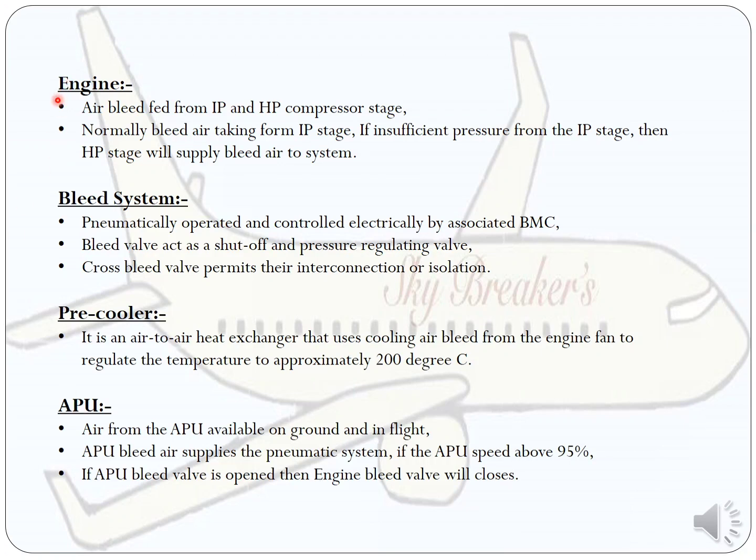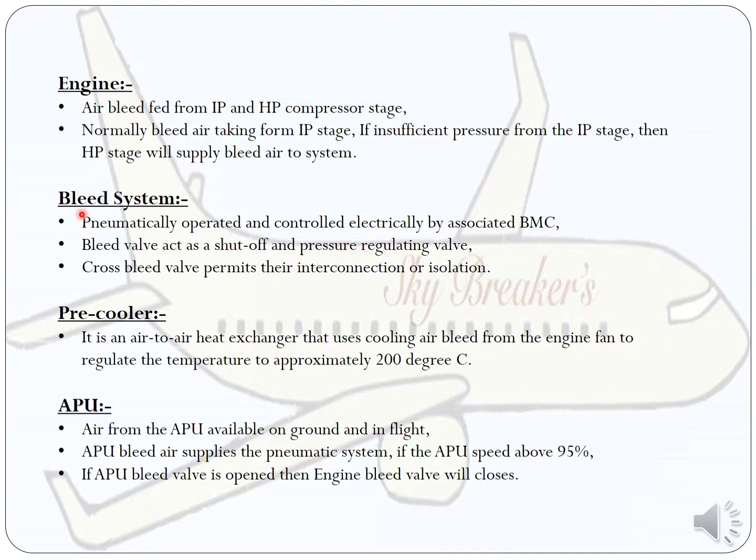Engine air bleed is fed from the IP and HP compressor stages. Normally bleed air is taken from the IP stage. If there is insufficient pressure from the IP stage, then the HP stage will supply bleed air to the system.